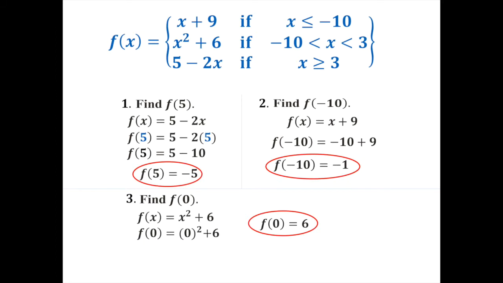Check your answers here. The one that's a little bit tricky here is this one right here. It says -10. Well, there are two -10s here. If you'll notice on this one, it says x is less than or equal to -10. This one just says x has to be greater than -10. Well, -10 is not greater than -10, so that one would not work. So in this case, we would use the first one.